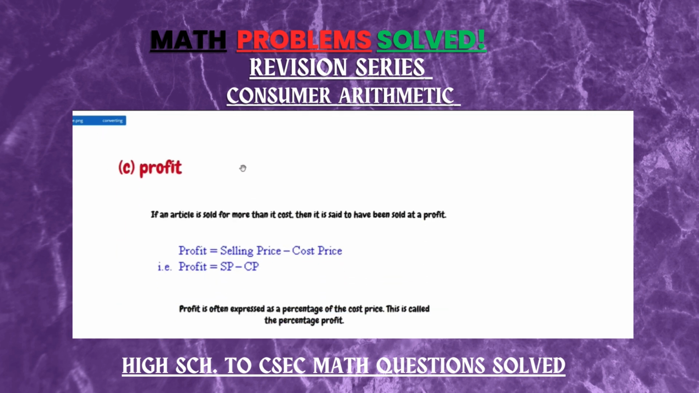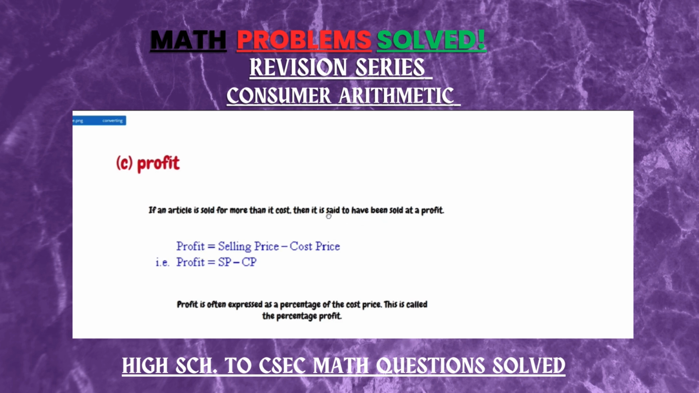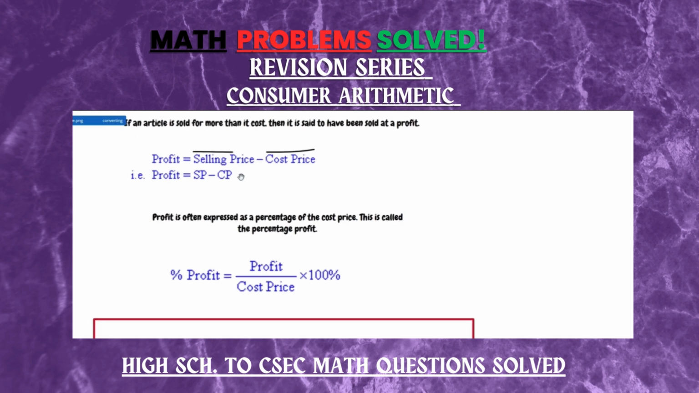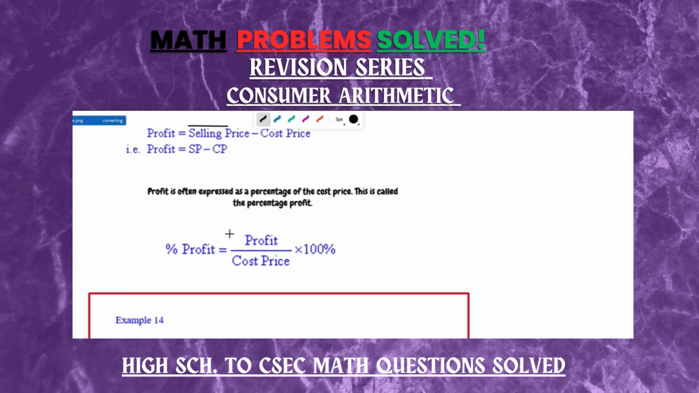Then what is profit? If an article is sold for more than it costs, then it is said to have been sold at a profit. So it's a very simple thing, right? If the selling price is more than the cost price, then it is called profit. Profit equals selling price minus cost price. And profit is also represented in percentage. Profit percentage. How to find profit percentage? You have to divide profit by cost price, then times it by 100.